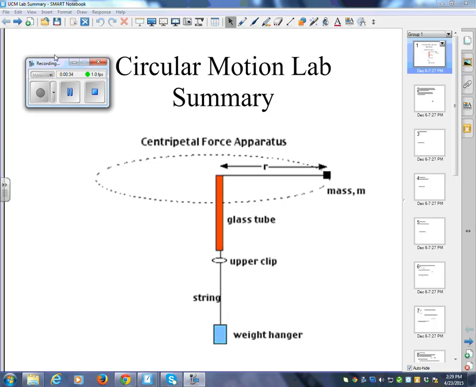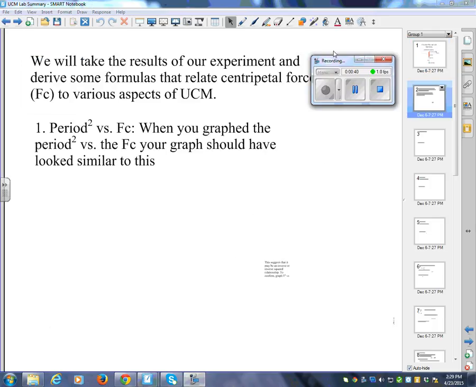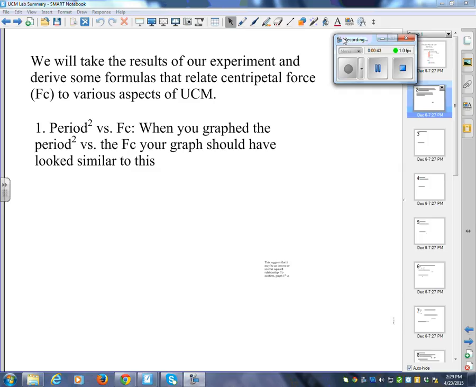Okay, so I should probably be able to ask you, if I change this, what happens? And you could probably tell me just sort of qualitatively. So, we're going to take the results of our experiment and derive some formulas that relate centripetal force, FC, to various aspects of UCM, the three things. So the first one was period squared versus FC. When you graph the period squared versus FC, your graph should look like this.